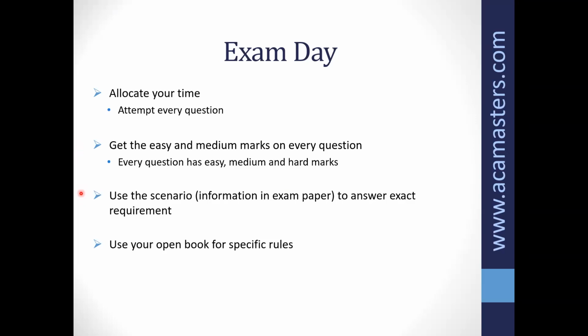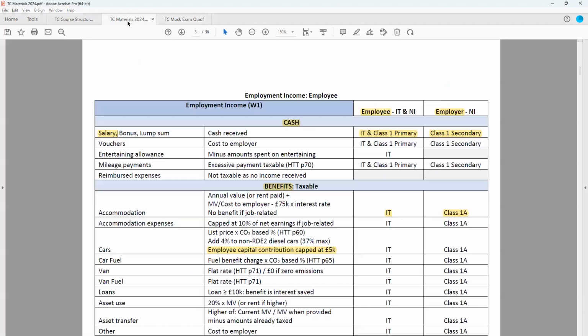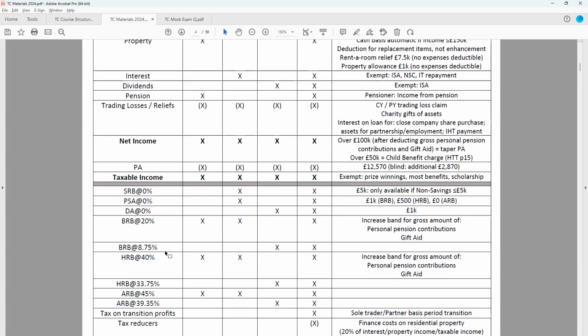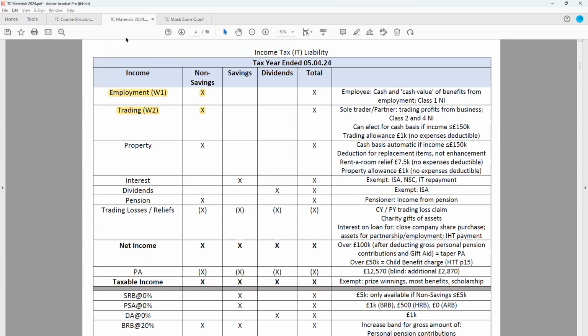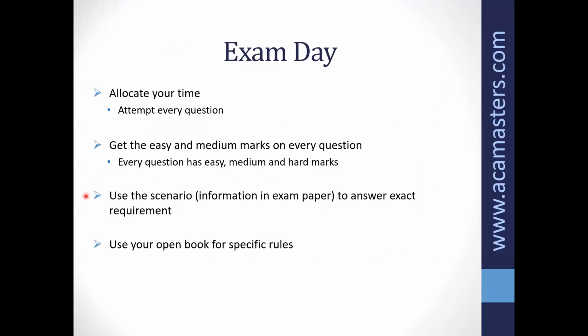So then a few other slightly smaller points, but just make sure that you use a scenario and answer the exact requirement. See this a few times, really. The examiners might ask for just the calculation of employment and trading income, but individual students will just go through and do the full income tax computation, multiply through all the bands when it isn't necessary. So you're just wasting time, not scoring any marks. So make sure you read the requirement carefully.